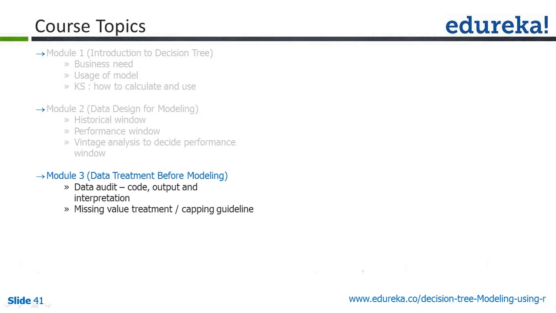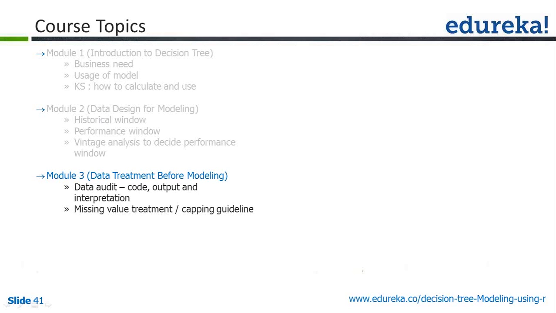In module 3, we will learn how you do the audit of data and how you understand the output. How do you check the numeric variable, how do you check the categorical variable, how do you do the group by kind of thing, and how do you interpret it. So you will see the code, the output, and the interpretation. You will be shown some sample data directly in R, and you will interpret the output. Then you will also understand if there is a missing value. If there is certain data which has missing values, how do you treat it?